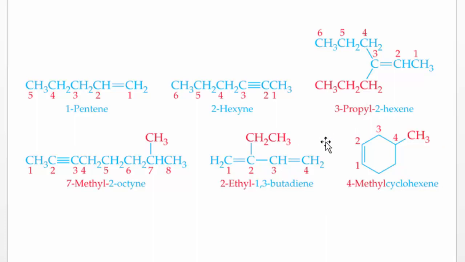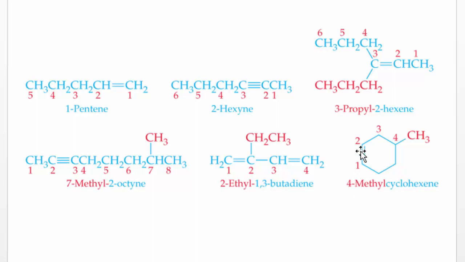Whereas for this compound, we begin numbering from the bottom here, 1, 2, 3, 4, to give the methyl a small number. Because if we number from this side, 1, 2, 3, 4, 5, it gives it a higher number. So it is 4-methylcyclohexene. Here there is no number for the double bond, because if you remove the methyl, then this is called cyclohexene. It is known.